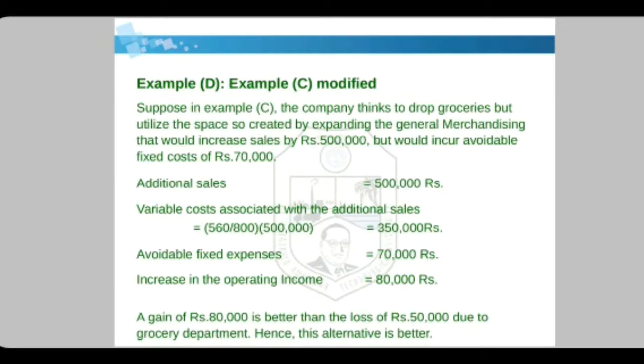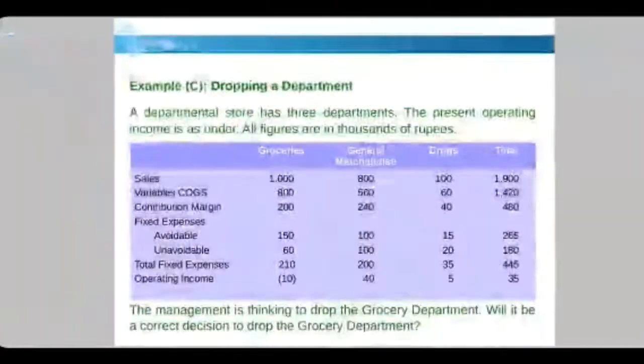So additional sales of 50 lakh, and the variable cost associated with the additional sales will be 560 divided by 800. If you remember, for general merchandise, the variable cost of goods is 560 and sales is 800. So that will be 560 divided by 800 into the total sales, right?